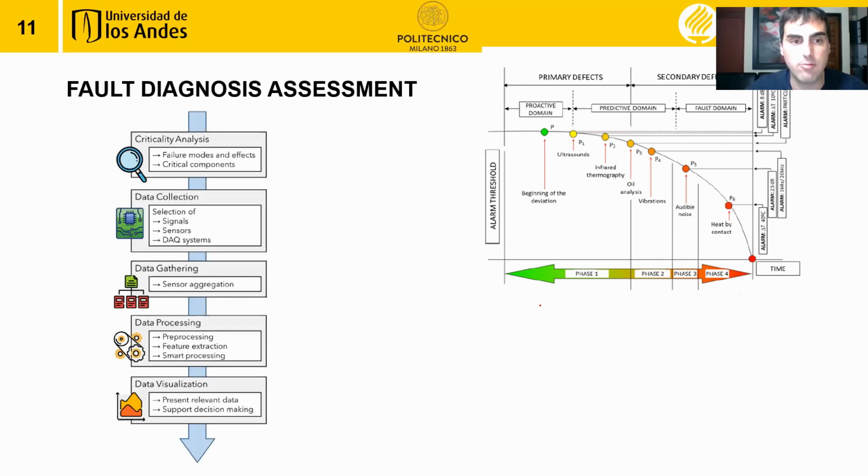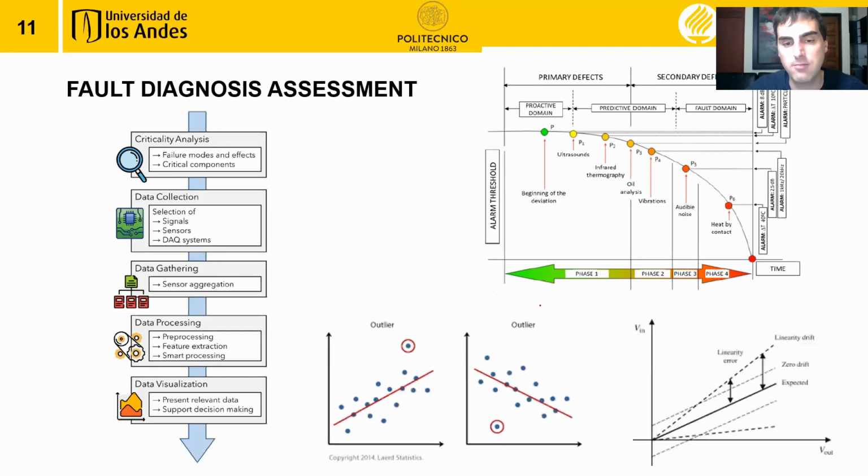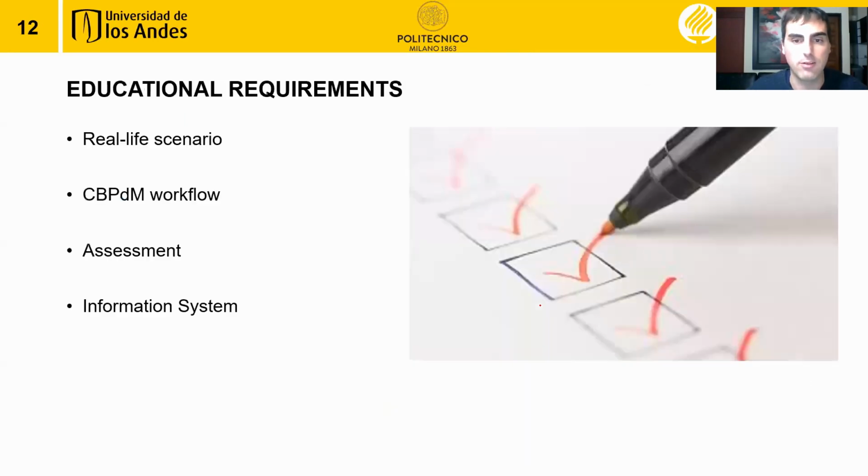Then we have the data acquisition, gathering, and then the processing, which is divided into pre-processing, in which we want to correct some errors in the data, like outliers and zero drift, and filter the data in case we have noise. We also want to extract features of the data, which provide some characteristics to classify the fault, and eventually the smart processing for achieving a classification of the data. And finally, we have the data visualization in order to support the decision-making process.